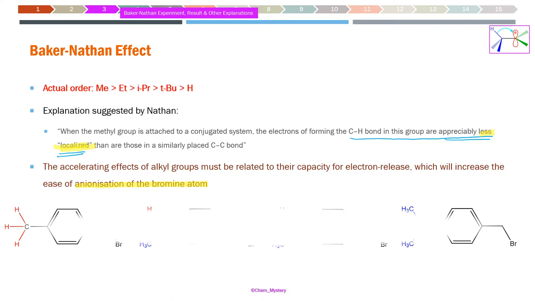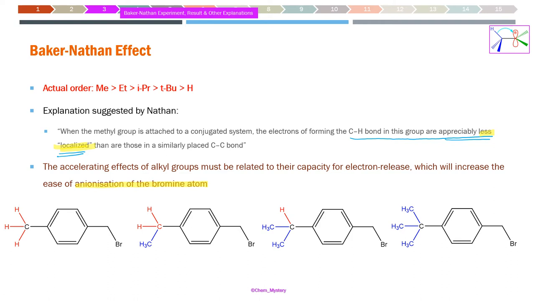This is the reaction. So what Baker and Nathan are saying is, when you have got more such carbon hydrogen bonds, because these electrons are less localized, they are undergoing appreciable delocalization from their original position. So more such delocalizations will be possible over here, because you have got more carbon hydrogen bonds present at the alpha position. And as you keep going towards t-butyl group, the number of carbon hydrogen bonds at the alpha position, this is the alpha position with respect to the benzene ring, changes, and the delocalization effect is becoming less and less subsequently.